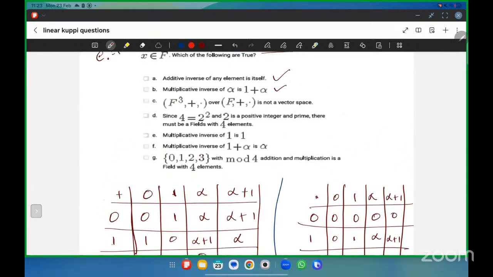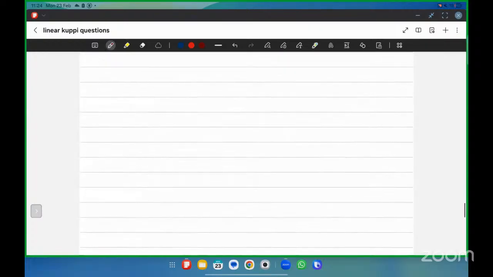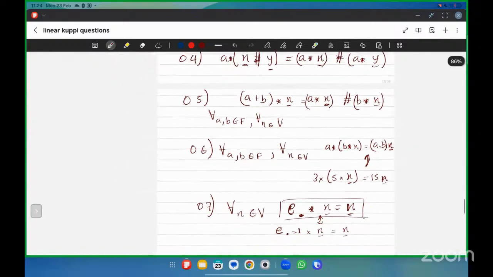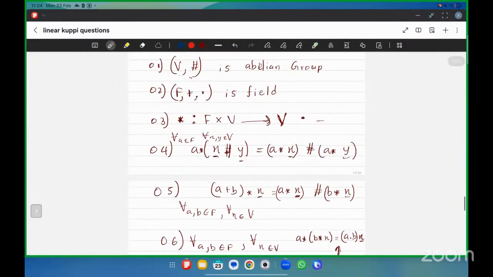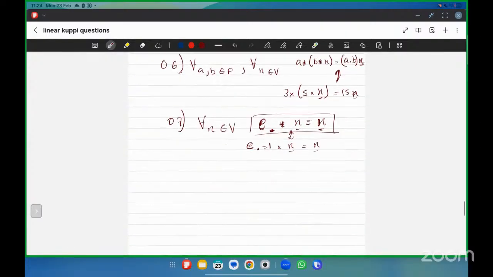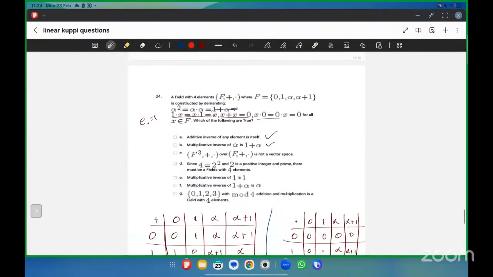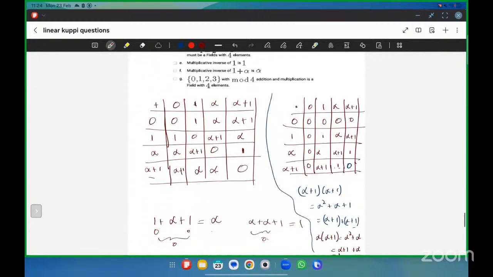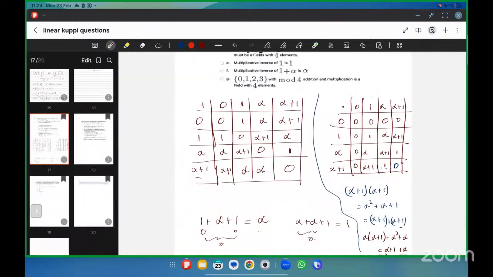And the third one, F cubed with plus and dot over F. They are saying it is not a vector space. So we have to consider those 7 conditions. If even one thing fails, we can say it is not a vector space. So we'll go through them one by one.